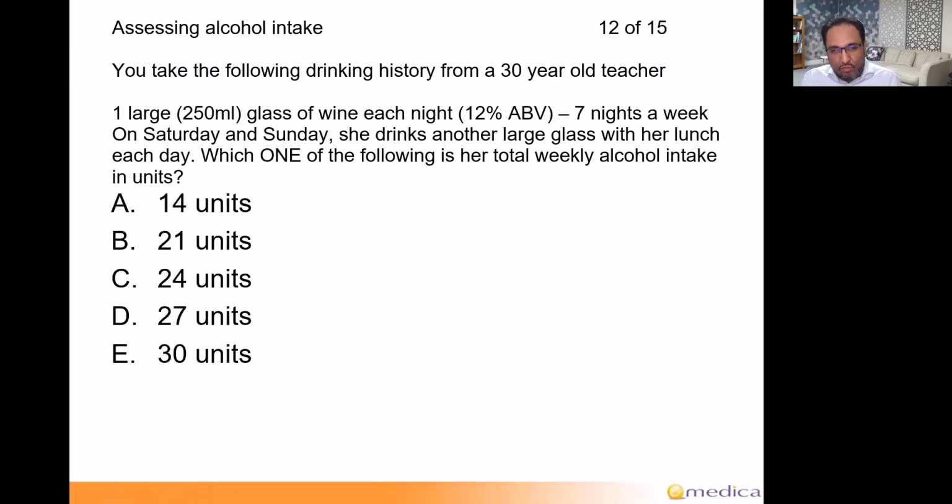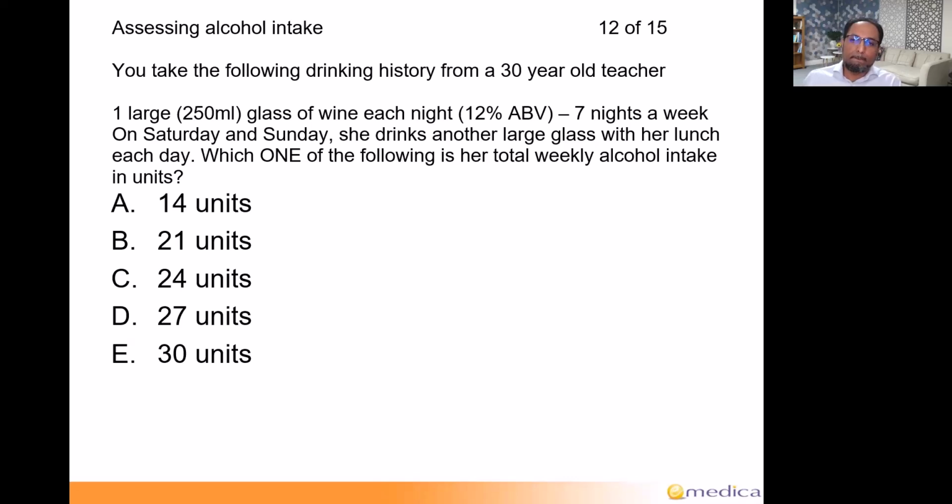So there's 2 ways that you can assess this. One way is if you know roughly how many units are in common types of drink, then you can estimate it. And in some cases, estimating is enough. You don't have to get your calculator out. It can save you a bit of time.